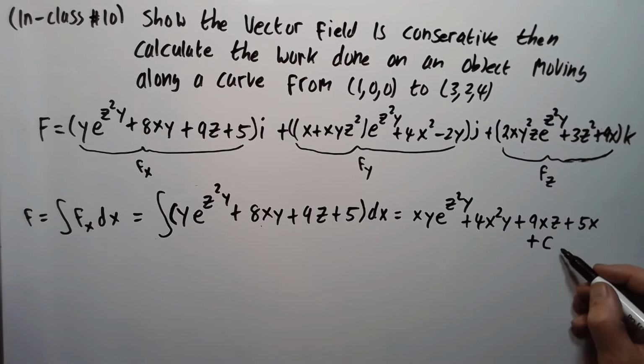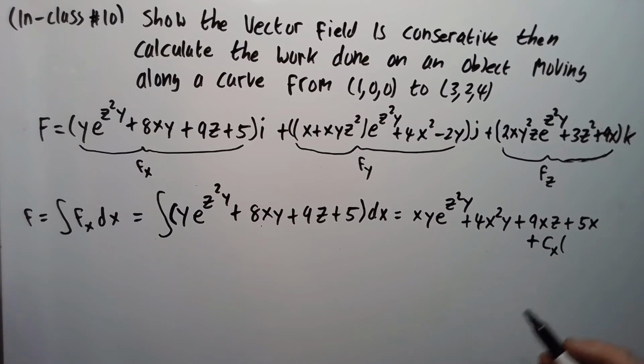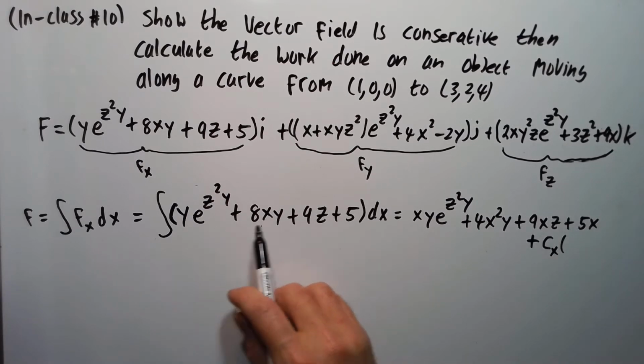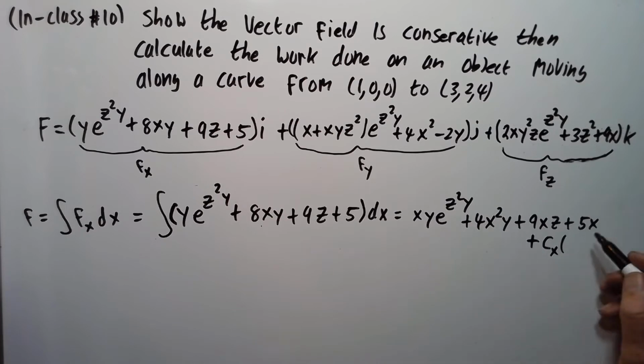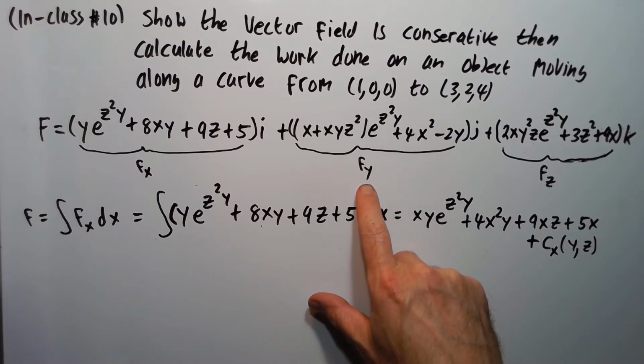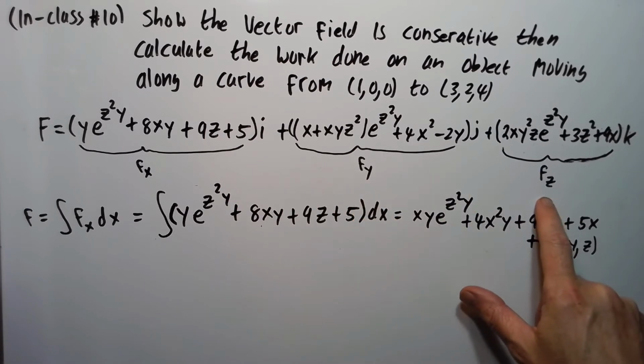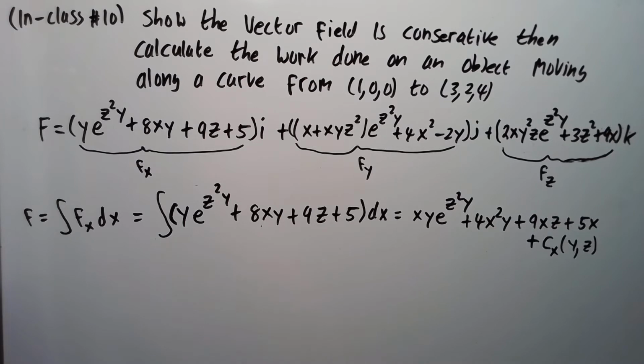But the constant here will be a function of both y and z, because we're treating y and z like constants. So my constant here is actually a function, it can be any function of y and z. Okay, let's do the same thing now for, well, I'm going to skip f_y for the time being because the integral there is going to be harder. Let's do this one first. So let's integrate this one.